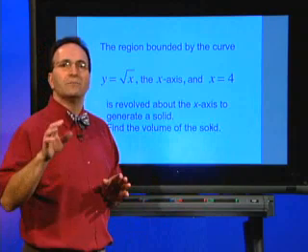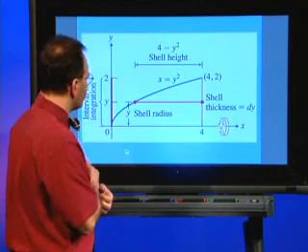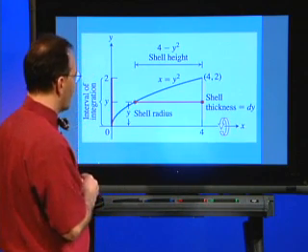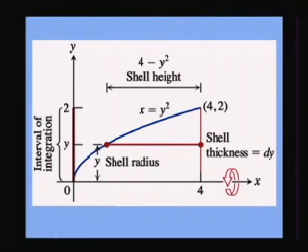The region bounded by the curve y equals the square root of x, the x-axis, and the line x equals 4, is revolved about the x-axis to generate a solid. Find the volume of the solid. Let's look at a diagram to begin to understand this. We have the graph for y equals the square root of x, and it's written here as x equals y squared. And so that's the blue graph.